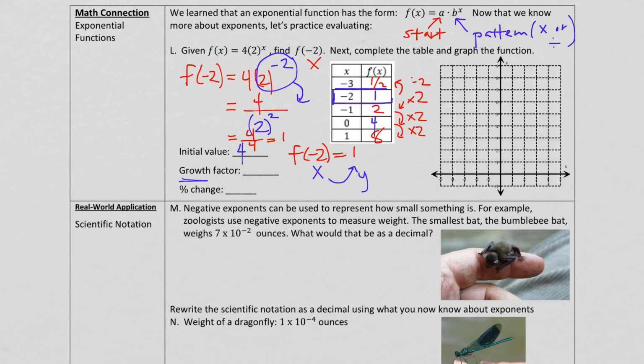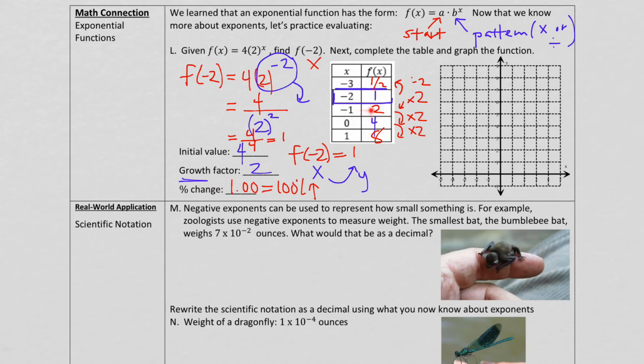And because b is 2, its growth factor is 2. As a percent change, that's when we have to describe how much more our b number is from 1. And so it's 1 more than 1. So because it's 1 more than 1, it's 100% growth.